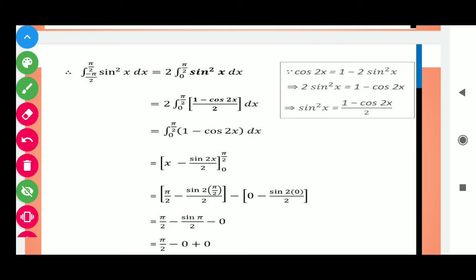In this way we get pi over 2 minus sin 2 pi over 2 divided by 2 minus 0 minus sin 2 into 0 over 2. We know that sin 0 is 0 and here 2 and 2 will cancel out and sin pi value is 0 again. So in this way our answer is pi over 2.